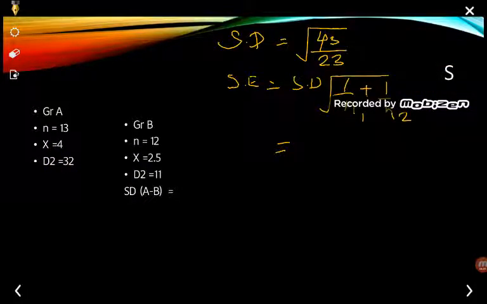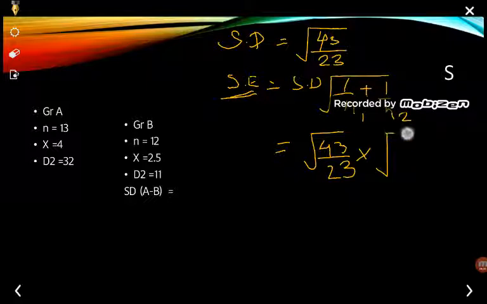As I said, we have to find out the standard error. Standard error is nothing but the SD times the square root of 1 by n1 plus 1 by n2. We have already calculated the SD, and SD is the square root of 43 divided by 23. So this into the square root of 1 by n1, what is n1? 13. And what is n2? That is 1 by 12. So this we have to calculate.